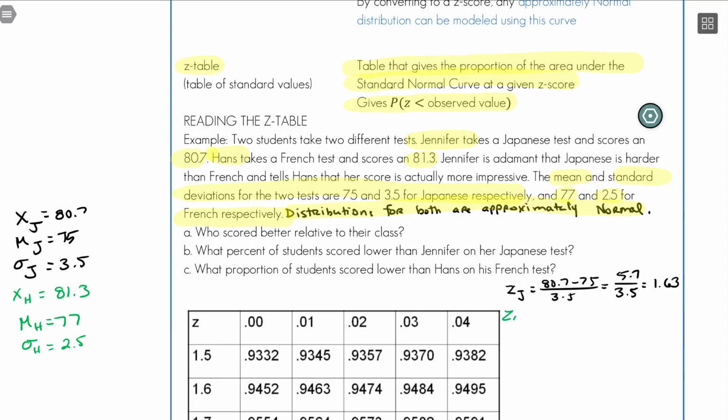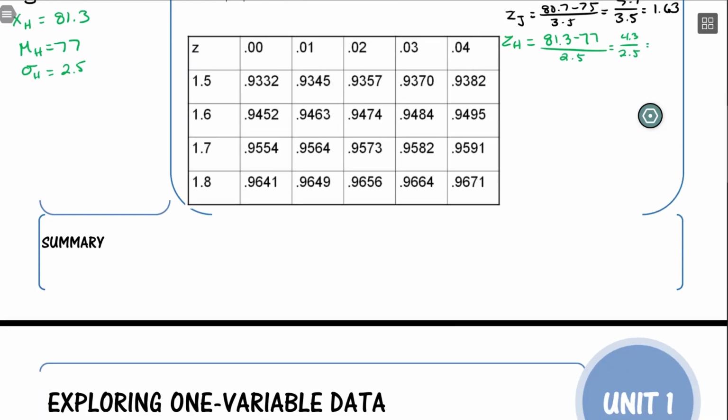So Hans, his z-score will be 81.3 minus 77, x minus mu, all divided by sigma. That's going to be 4.3 over 2.5. Rounding to 2 decimal places, I see that this one is 1.72.